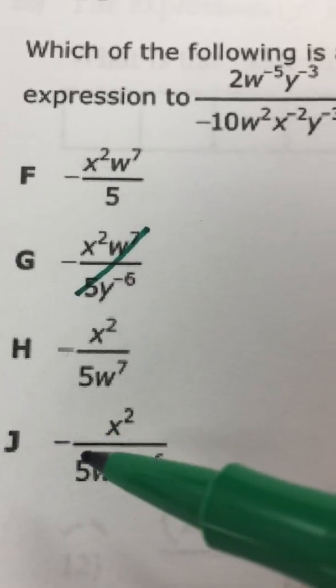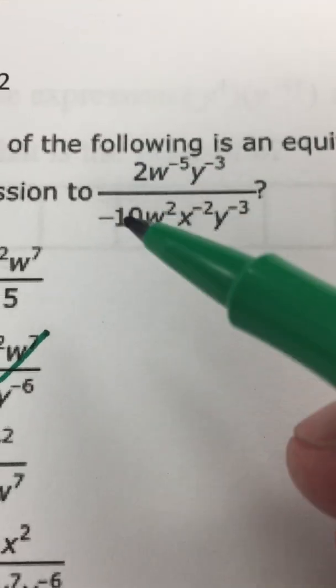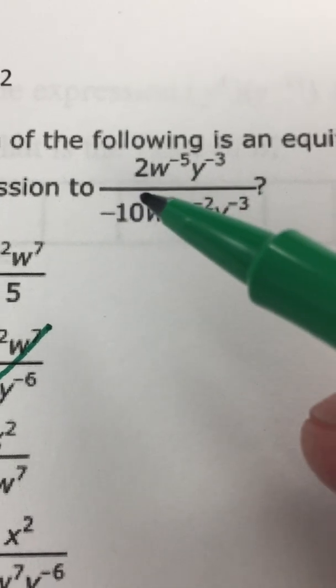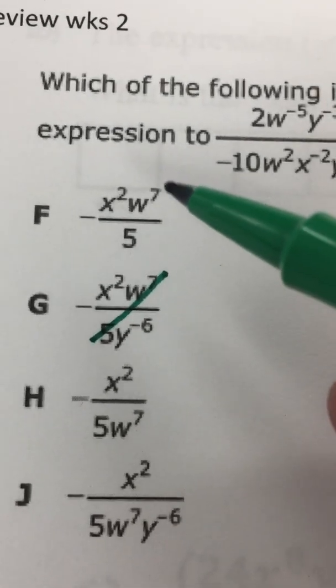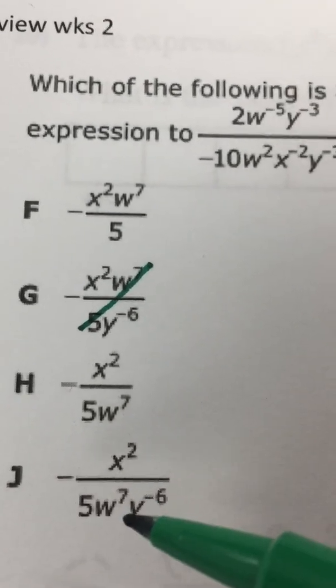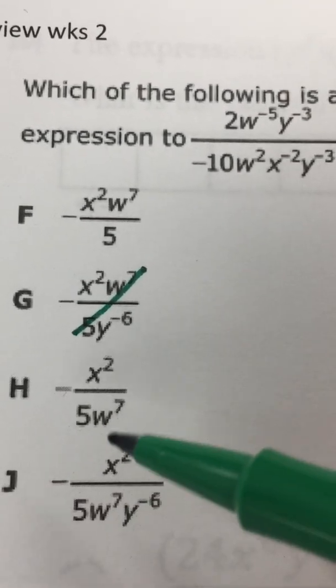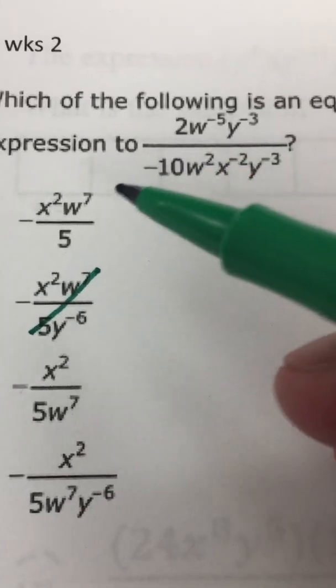Every single one has a negative 1 over 5. And if you put 2 over negative 10 in the calculator, it is a negative 1/5. So it didn't do any good to do that. So now I'm thinking, okay, I've got W's and W's and W's. Well, both of these have W7 on the bottom, so it's not going to tell me which is the answer. So I'm going to look for a different letter.